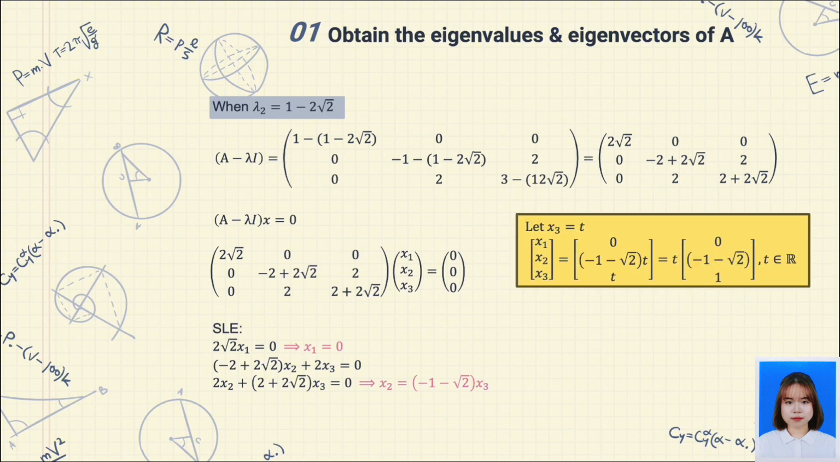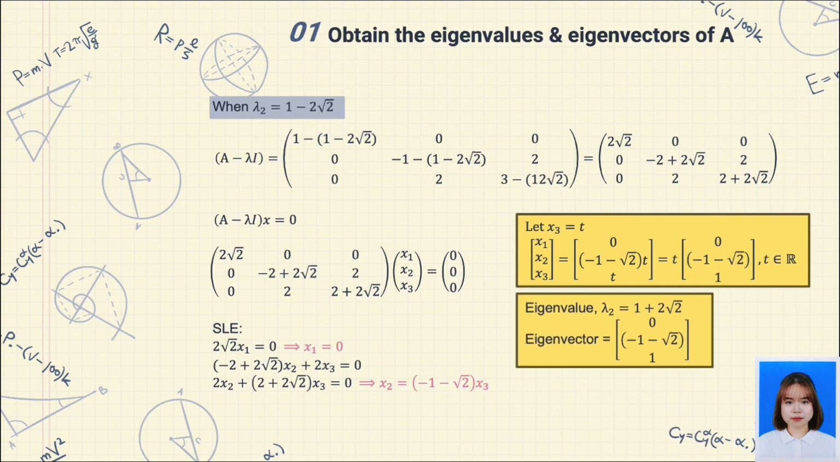So we let x3 equal t. We get x1 equals 0, x2 equals negative 1 minus square root 2 times t, and x3 equals t. By factoring out the t, we get that the eigenvector is equal to 0, negative 1 minus square root 2, and 1.